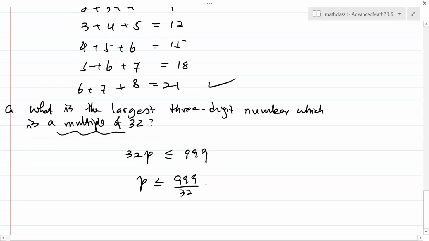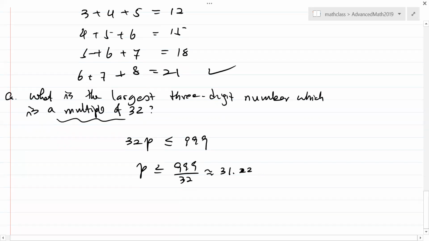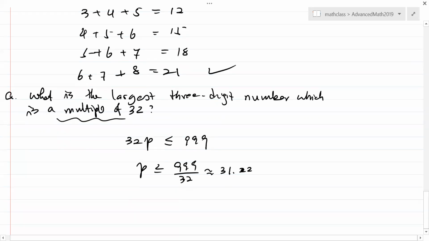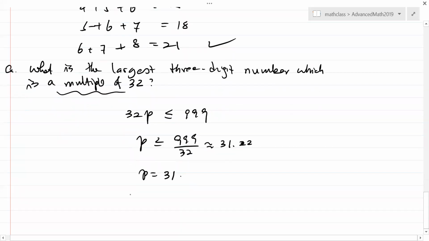And this time you have to use a calculator, if you have one. 31.22. Okay, so P is an integer. P is less than or equal to 31.22. So the largest possible value you can choose is 31. Then this number N is 32 times 31, which is 992. Okay, that is the answer.